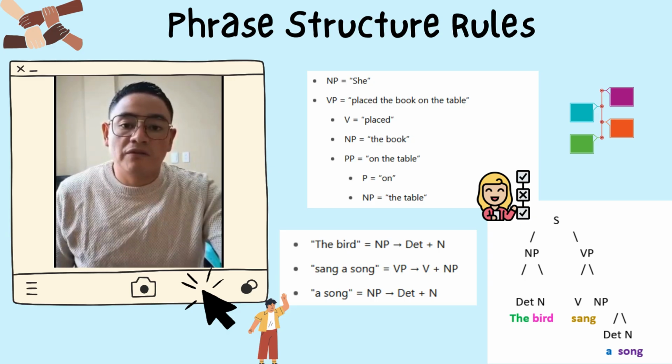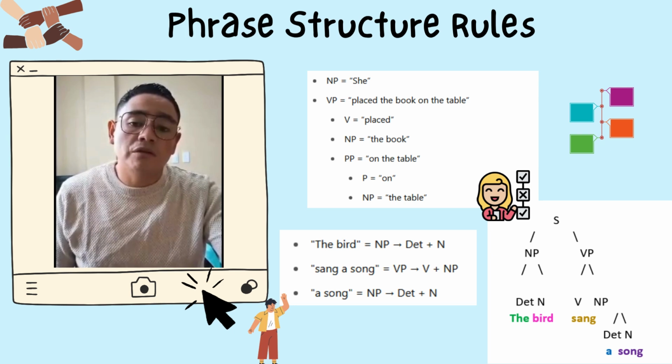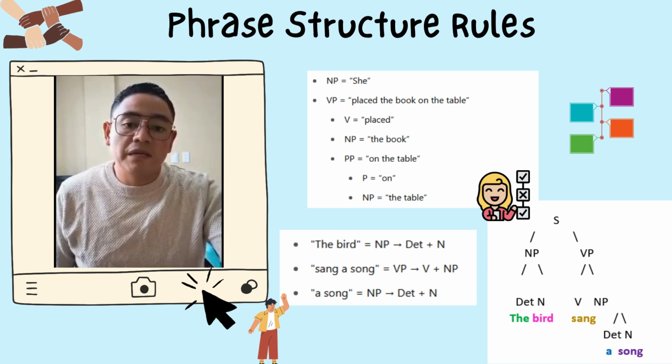Phrase structure rules. Phrase structure rules define how smaller units, words, are combined to form longer grammatical units, phrases and sentences. They help build the structure of the sentence. For example, the rules: sentence is noun phrase plus verb phrase. A sentence is made of a noun phrase and a verb phrase. Noun phrase: determiner plus noun. A noun phrase is made of a determiner and a noun.